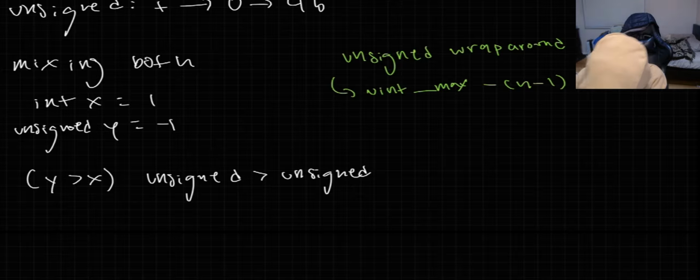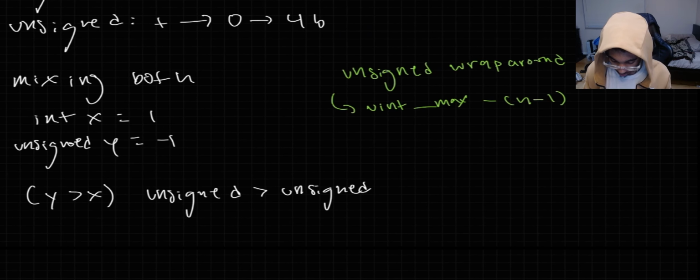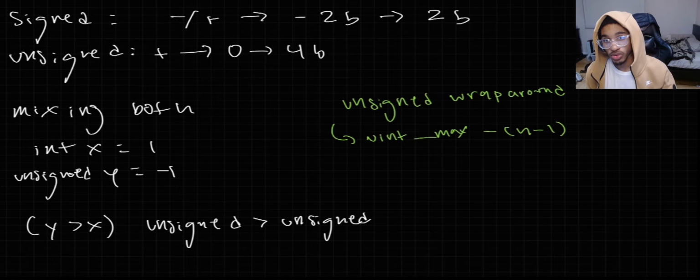Yeah, the expression is going to evaluate true only because UINT_MAX is a very large number, and a very large number is obviously bigger than 1. So that's just something to keep note of when you're dealing with signed and unsigned types. Since unsigned can only represent positive values, when you go to a negative value, it wraps around to the highest possible value for that specific unsigned type.